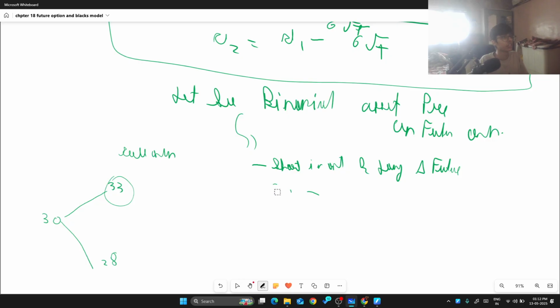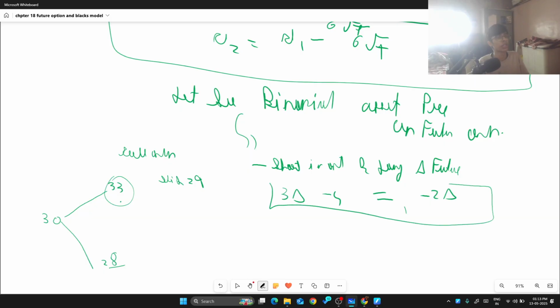Where is the eraser? So the strike price is 29. Okay, if the price is at 23, then the total value of the portfolio would be minus 4 because we shorted, and delta, it's from 3, so delta 3. And if it is down at 28, then our portfolio call option would be 0, and the total loss would be minus 2 delta. And we can equate this, right, between no arbitrage condition, and the value of delta term is 0.8, right?